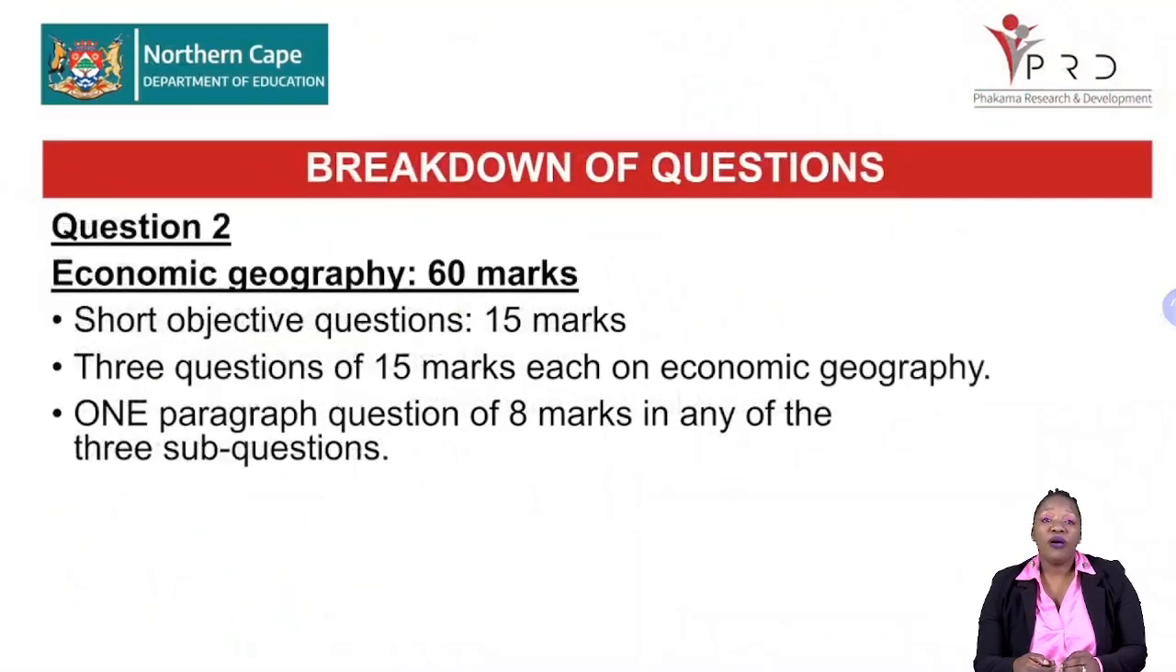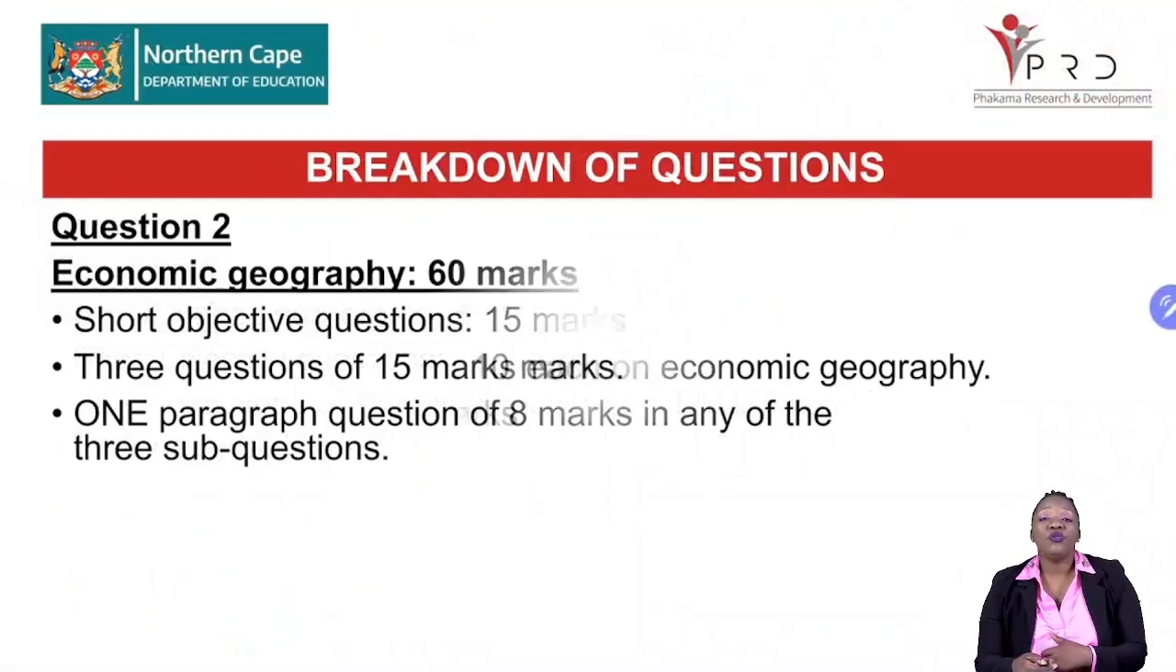Then we move forward to our question 2. Our question 2, again, it will have your short objective questions with 15 marks. And then the 3 questions or the 3 figures, you will have 1 with your paragraph question. So today's focus again is on question 2, which is your economic geography. Remember again, we will never know which subtopic they will choose under economic geography. So it is best that you read everything.